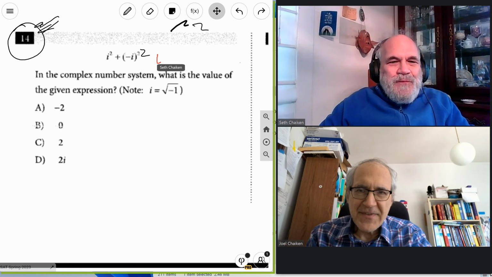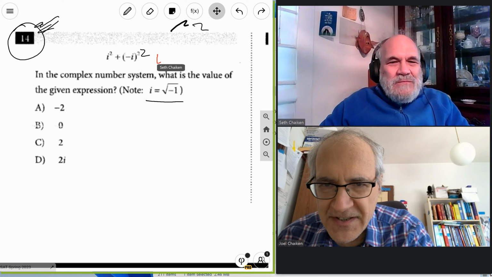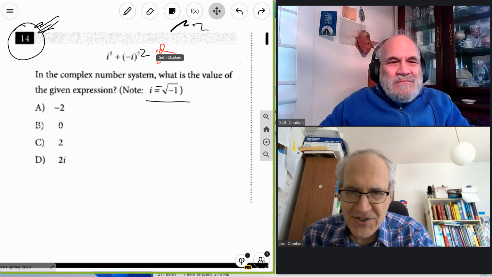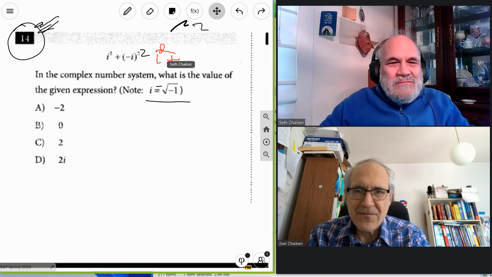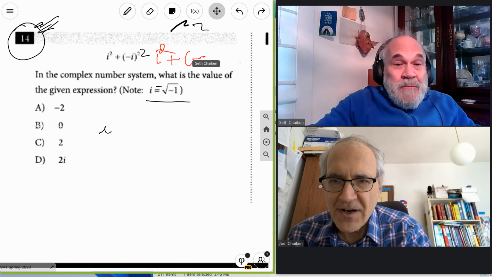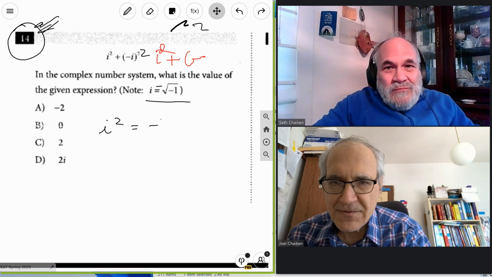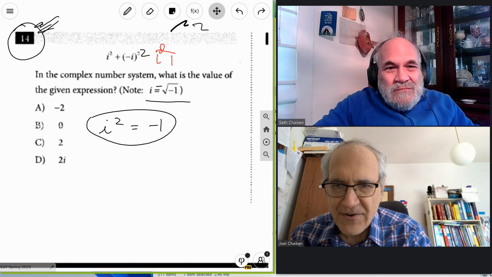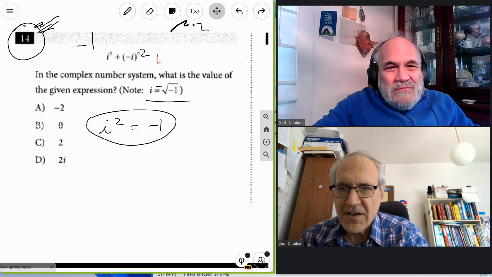Okay. So they're even nice enough to tell you what the definition is. It's sort of like a definition there. i is defined as the square root of negative 1. If i is defined as the square root of negative 1, then i squared is equal to negative 1. That's very useful to have, so that's negative 1.